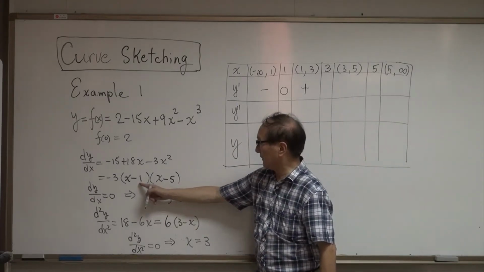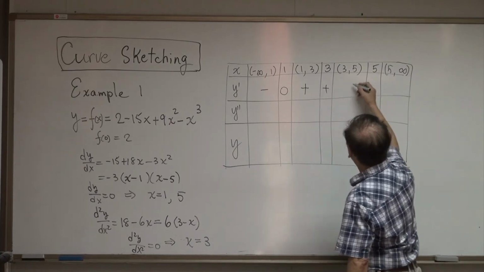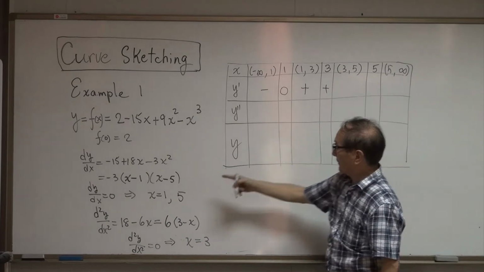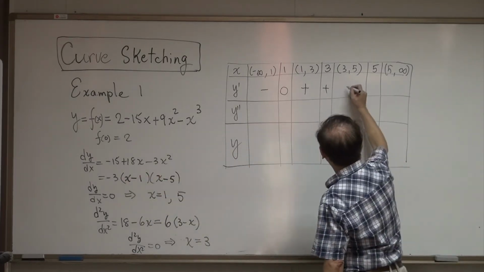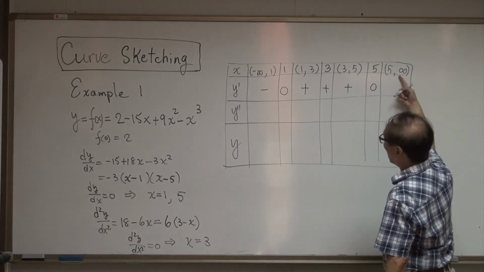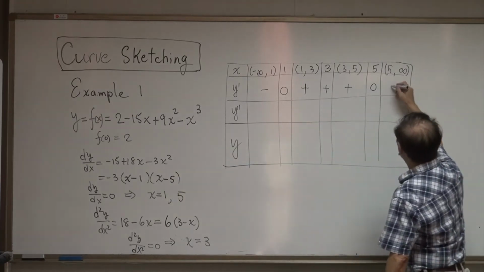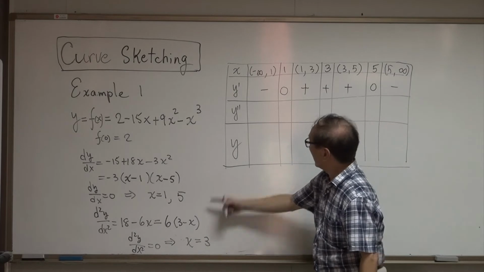And here is x equal to 3. Positive, negative, positive, positive. And here I choose 4 to test. This is negative, positive, negative, that becomes positive. x equal to 5 is 0. And here I choose, say, a million. And this is negative. Right? Then I do the second derivative here.